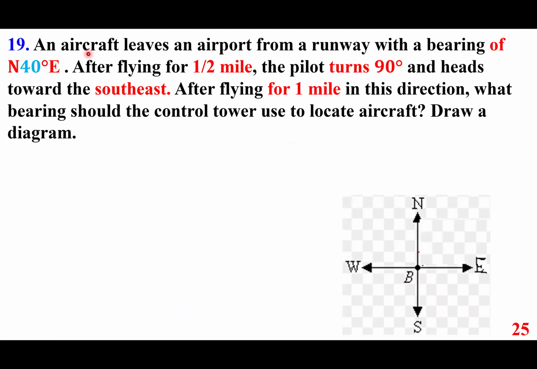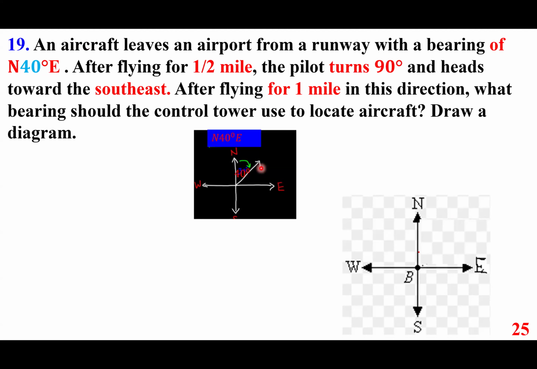An aircraft leaves an airport from a runway with a bearing of north 40 degrees east. North 40 degrees east, so in this direction. After flying for half a mile, the pilot turns 90 degrees and heads towards southeast. After flying for 1 mile in this direction, what bearing should the control tower use to locate the aircraft? Draw a diagram. So first and foremost, we're going to read it again. North 40 degrees east. So this is it.